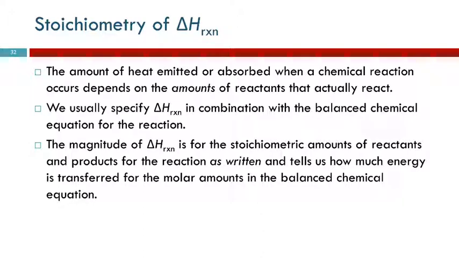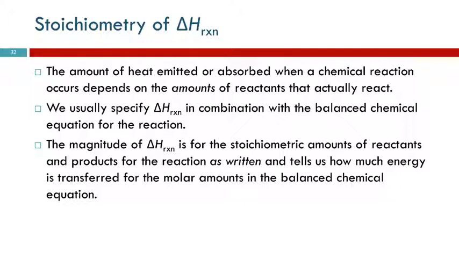The amount of heat absorbed or emitted depends on the amounts. And we specify delta H in combination with a balanced chemical equation. I've already gone over this, but it doesn't hurt to say it again. The magnitude is for the stoichiometric amounts of reactants and products for the reaction as written.